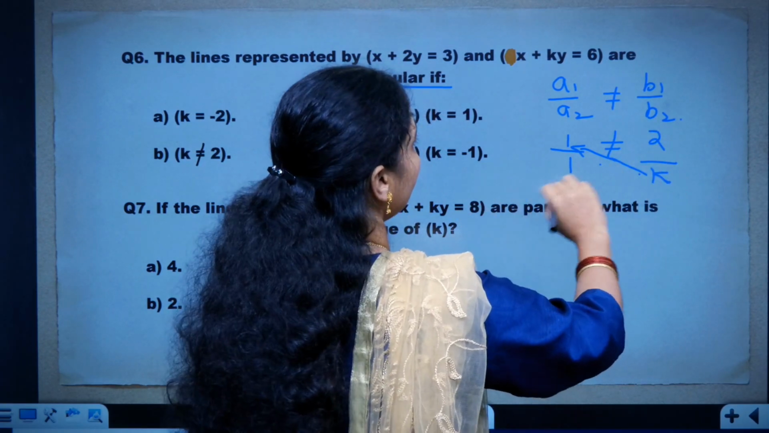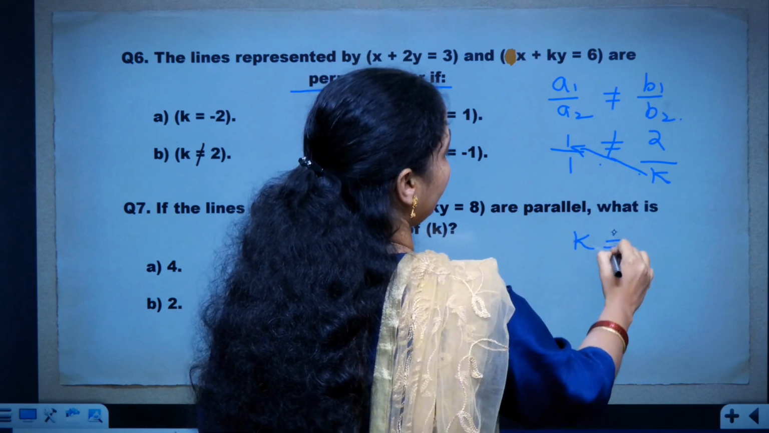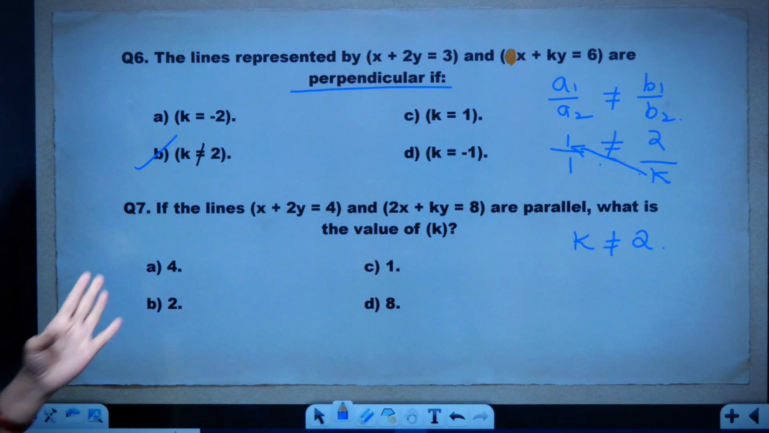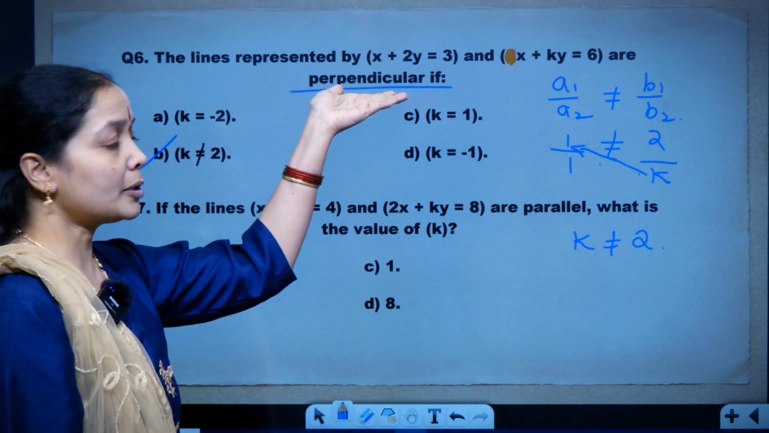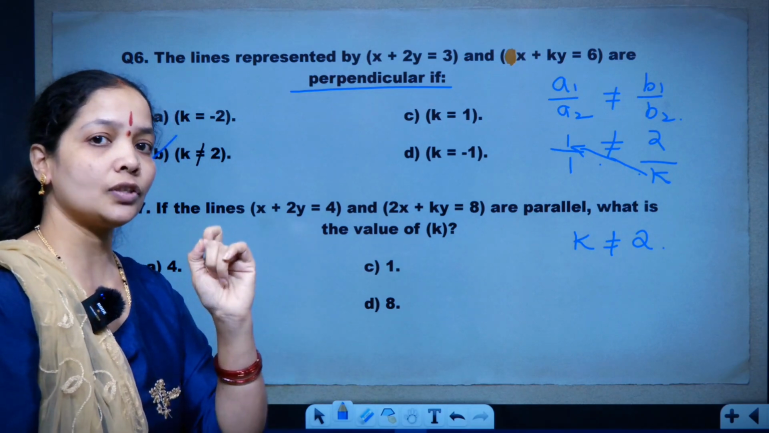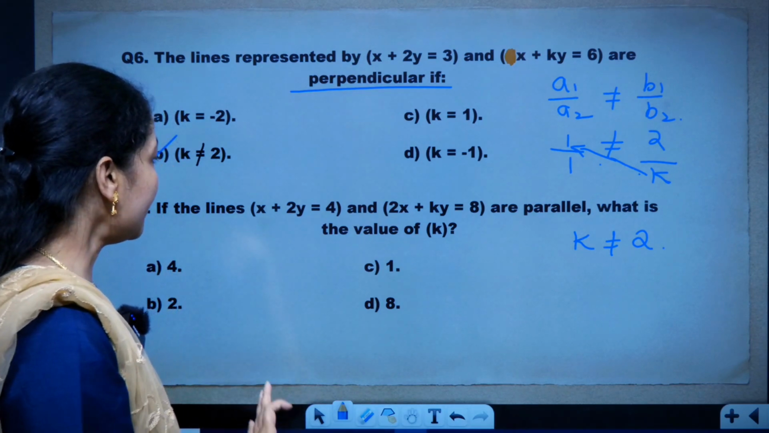I'm flipping the equation here. So k is not equal to 2. That means my option B is the right answer here. K not equal to 2 will give me perpendicular when the equations are drawn with respect to the graph. They will have a unique solution. Moving to the seventh question.